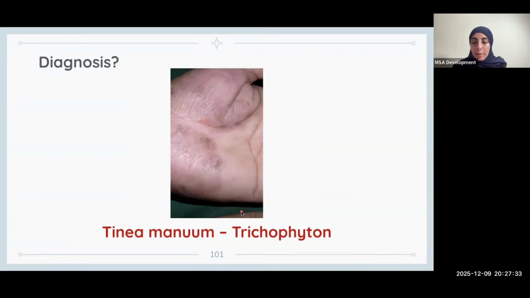This is Tinea manuum, and manus is the hand. So you can see on the hand here, this is a lesion, and then this is another one, okay? And Tinea manuum is on the hand, and this is due to trichophyton.